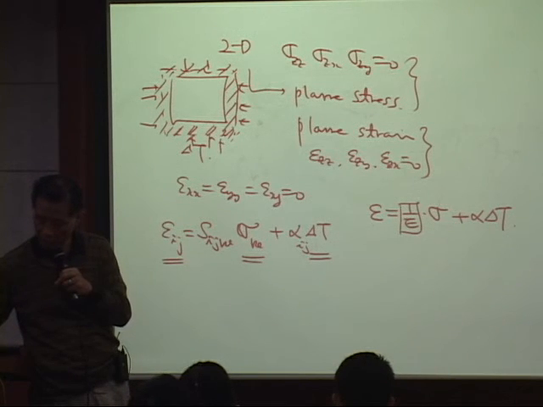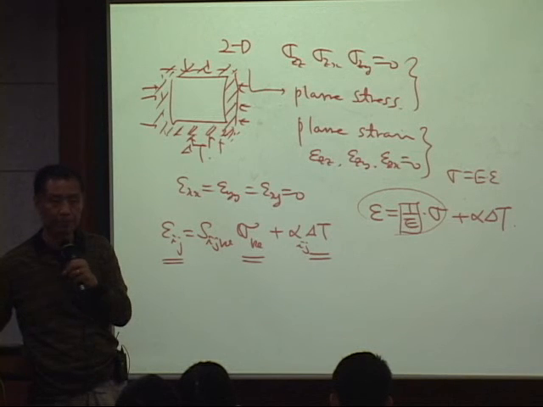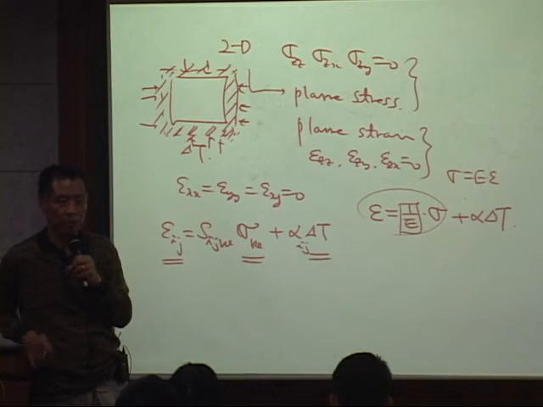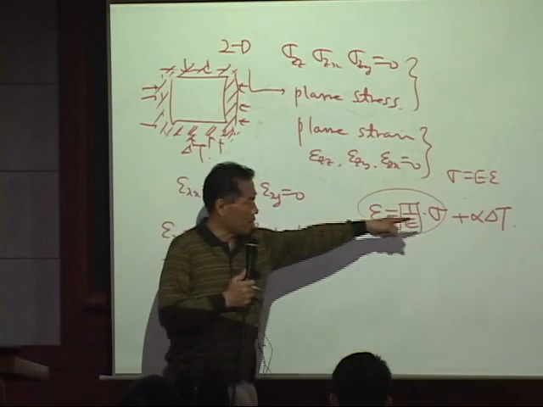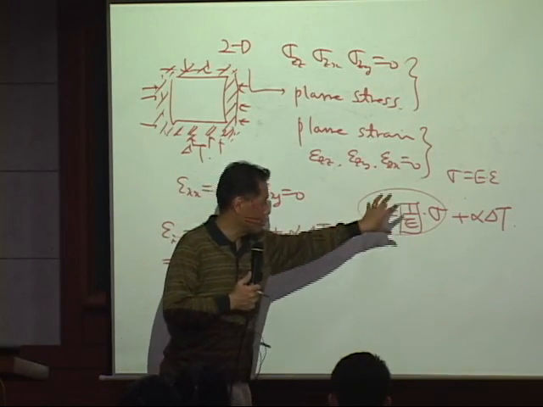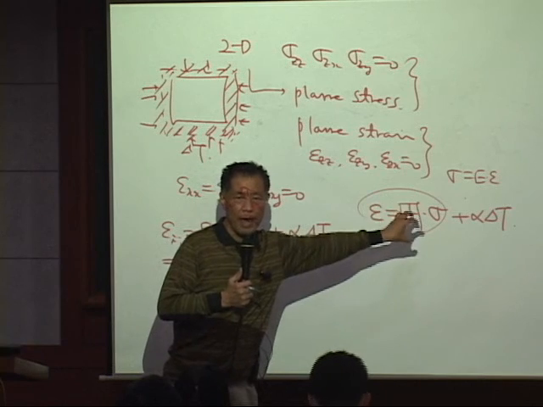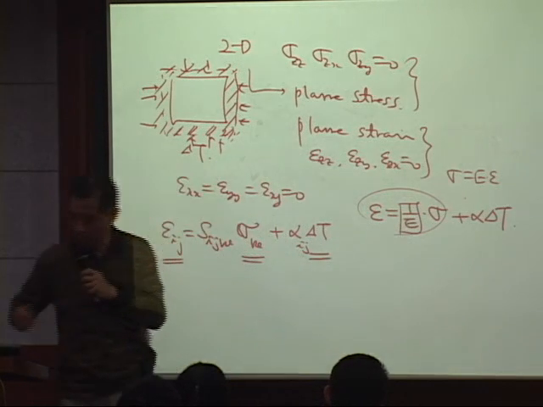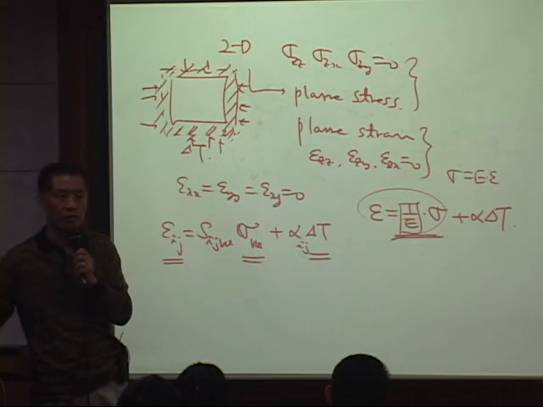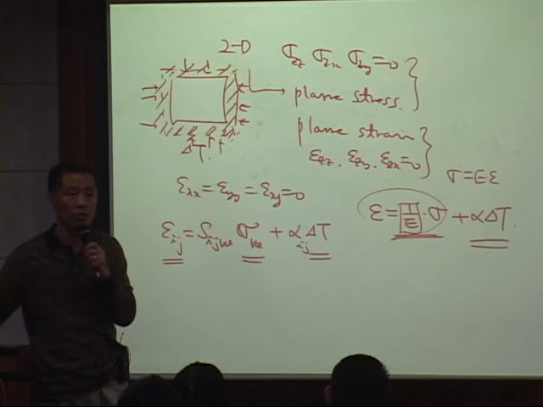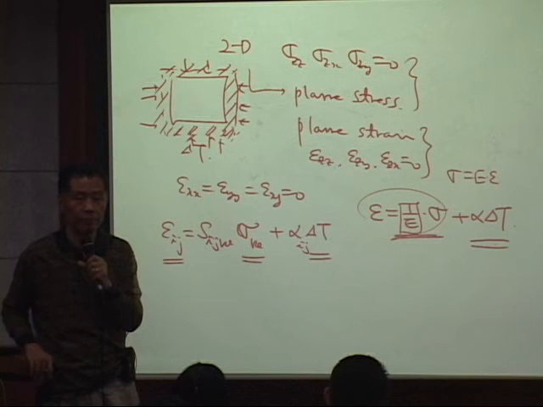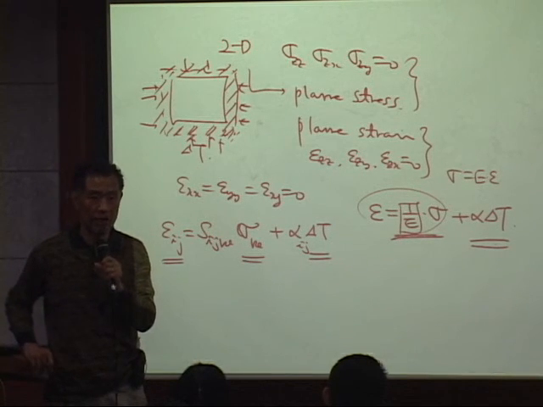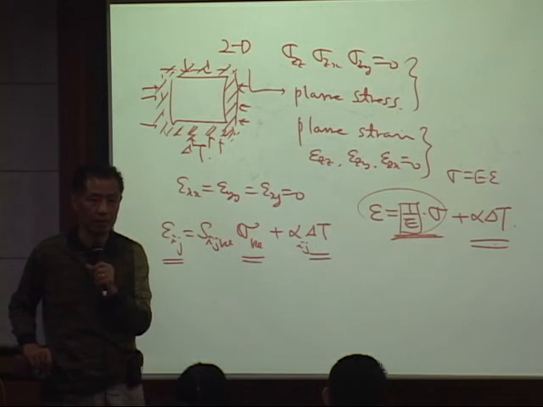See, if we look at this one, you have a sigma equal E epsilon. But remember, when you consider stress and temperature, you have to add strains. This is a strain due to stress. This is a strain due to temperature. You have to add them. Add the strain, okay? Remember, add the strain.